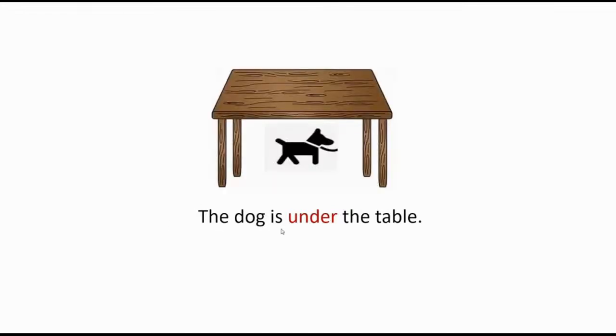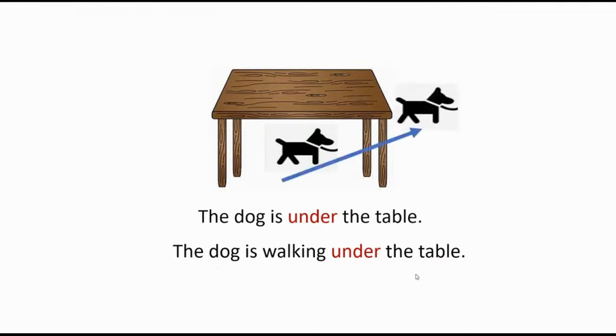this one we are just looking at the position of the dog relative to the table, and we can say the dog is under the table. And here we have a simple preposition of place. And now let's look at some movements. The dog is walking under the table. So the dog is walking under the table.